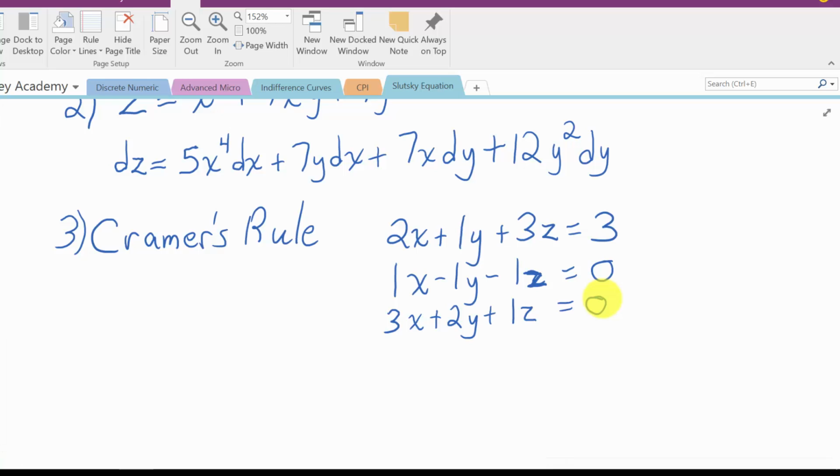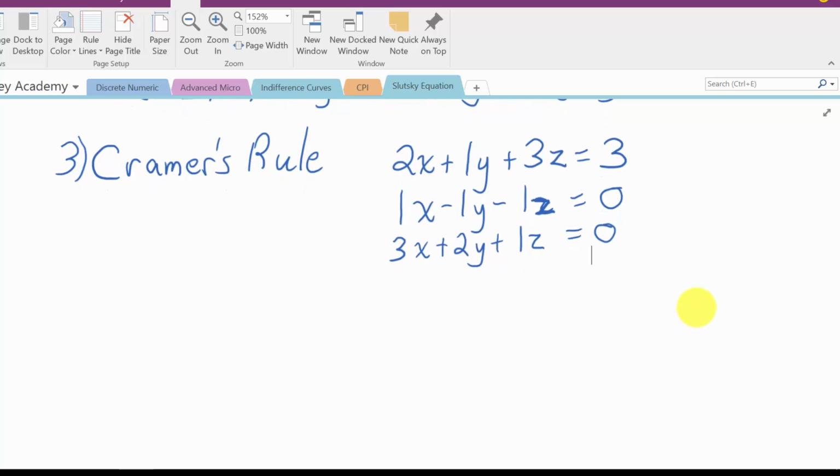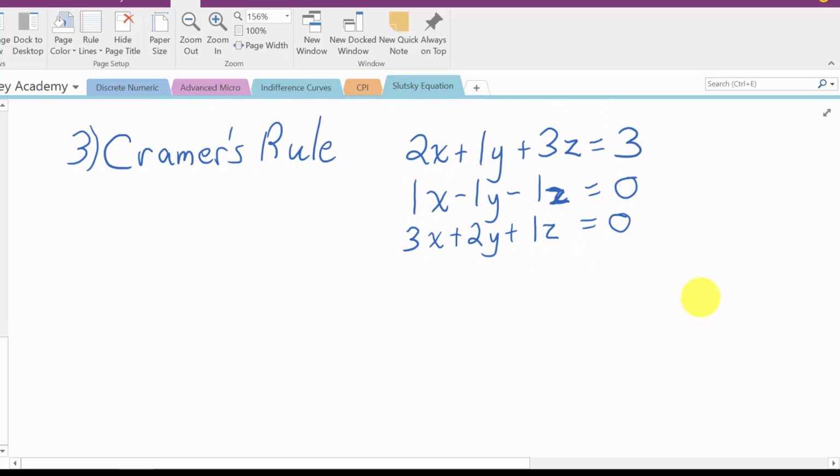Now, in matrix algebra terms, there are several ways you can solve this. You could just do it by hand, right? It's only 3 equations and 3 unknowns. That wouldn't kill you. But in linear algebra, when you get lots of equations and lots of unknowns, there are some ways that you can simplify this.